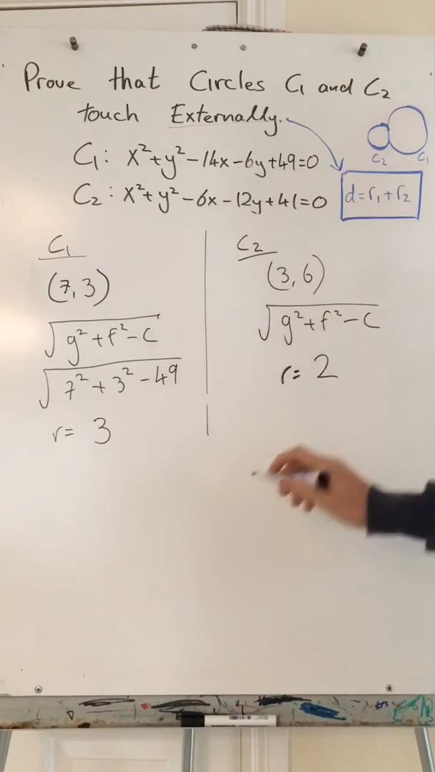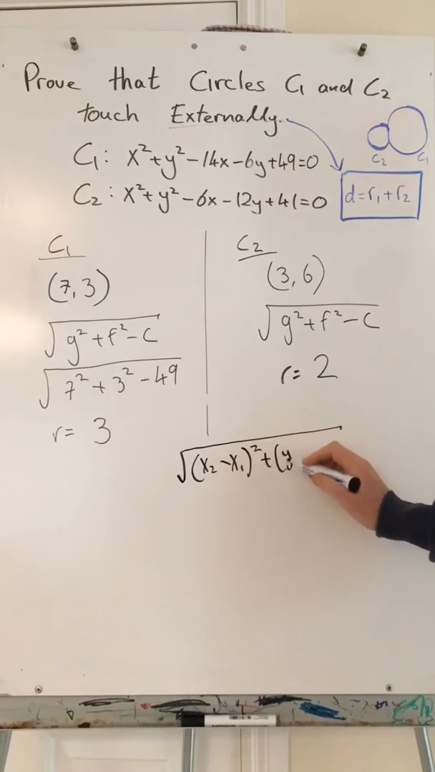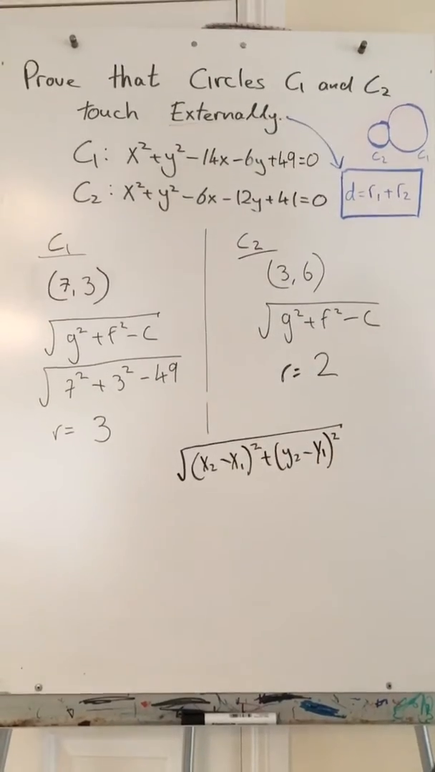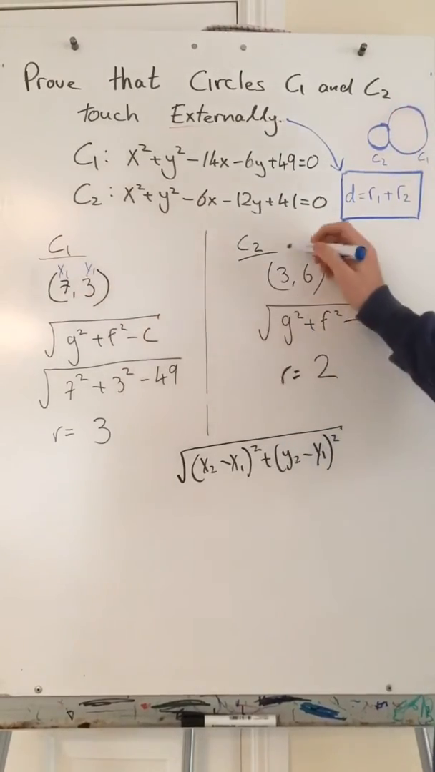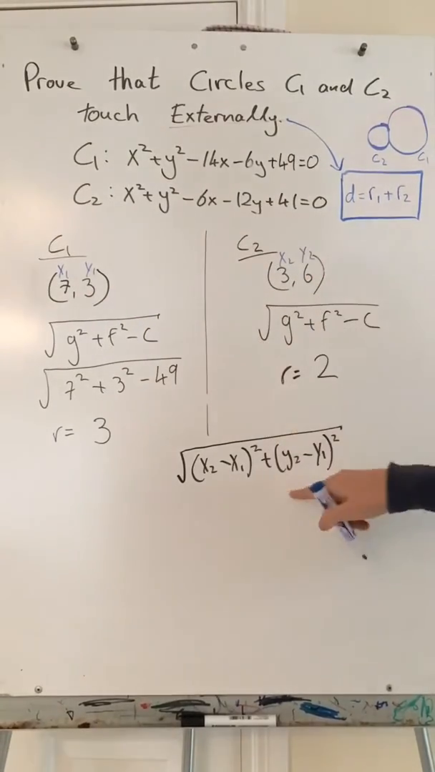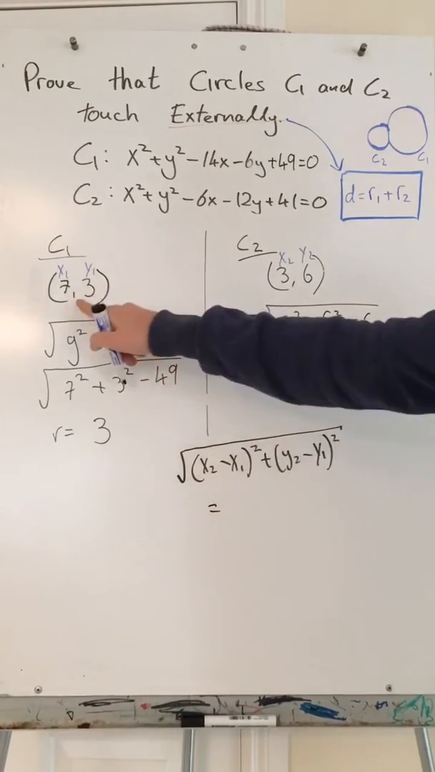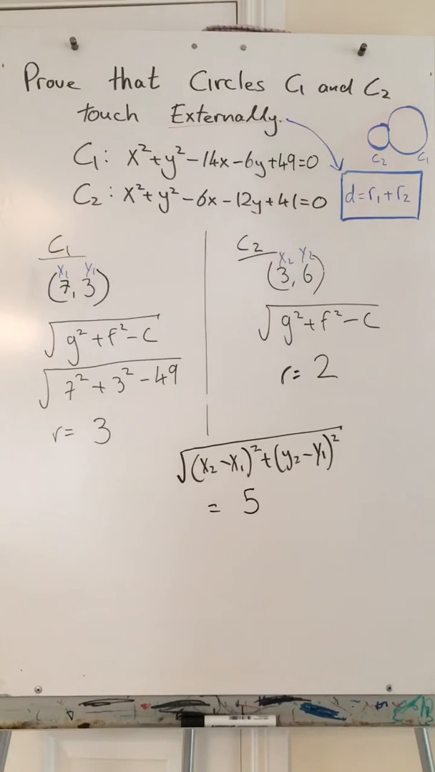To do that, we would once again have to use the Junior Cert formula: x2 minus x1 all squared, plus y2 minus y1 all squared, and in it you would put these two points here. That would be x1, y1, and that would be x2, y2, and you put those numbers into the distance formula. Just to save time, I already have done that, and the distance between the two centers is equal to 5. Now we're ready to fill in this formula.